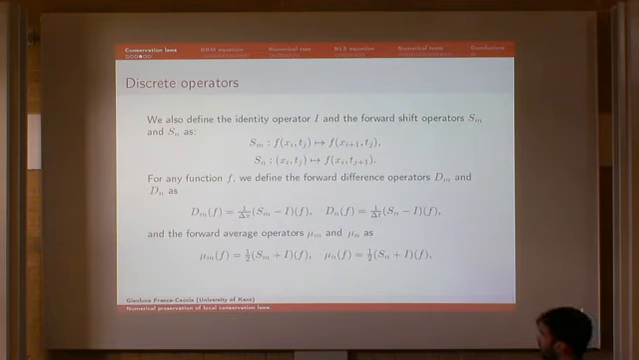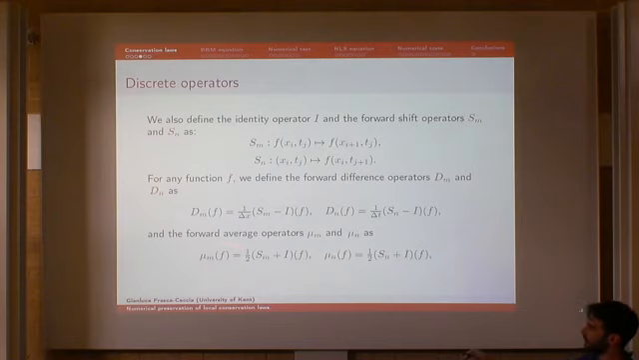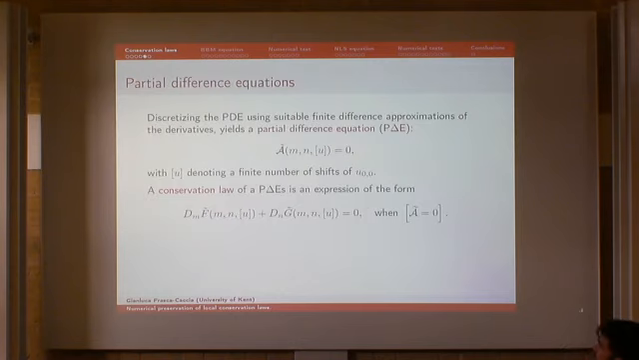And then in the next slides, you will see also some other operators, mu_m and mu_n, and these are the forward average operators. So you're taking the average between your function and the function evaluated at the next point in space for mu_m and in time for mu_n. So this is our notation for the discrete setting.